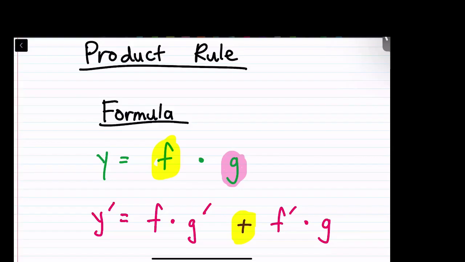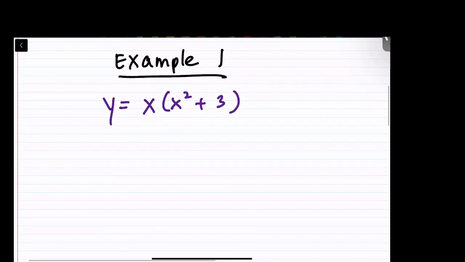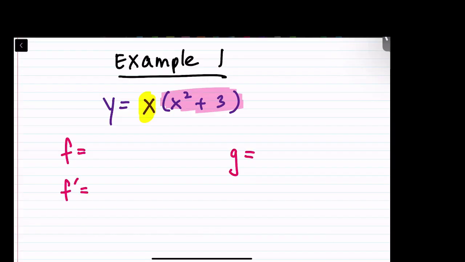Now let's take a look at our first example. In this first example, we have two functions being multiplied together. X being our first function, x squared plus 3 being our second function. Now let's identify our f and g's and their respective derivatives. F being my first function, I will call that x. G being my second function, x squared plus 3.